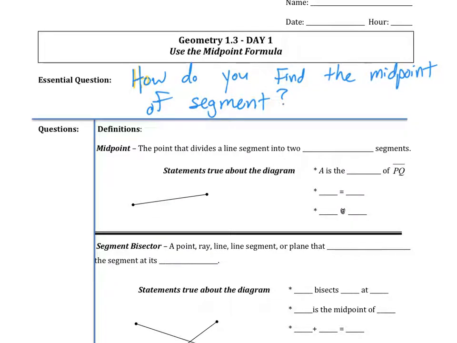All right, in section 1.3, we start getting into a couple formulas in geometry. The first one is the midpoint formula. Our essential question is, how do you find the midpoint of a segment? Starting with definitions, the midpoint is the point that divides a line segment into two congruent segments.